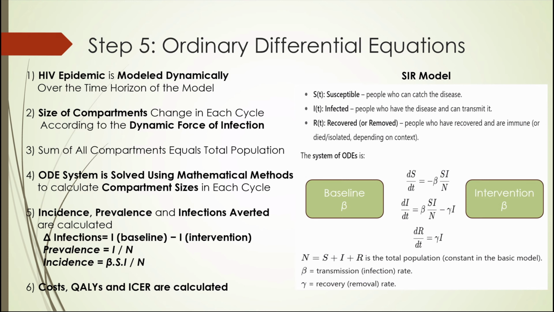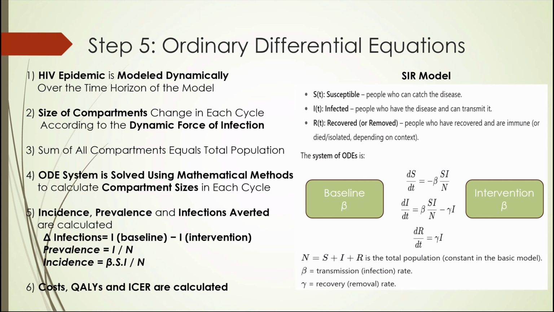If you look at the right side of the slide, you can see the simplest ODE system, which is used in epidemiologic modeling, called the SIR model, which divides the population into 3 compartments: susceptible, infected, and recovered or removed in our case.